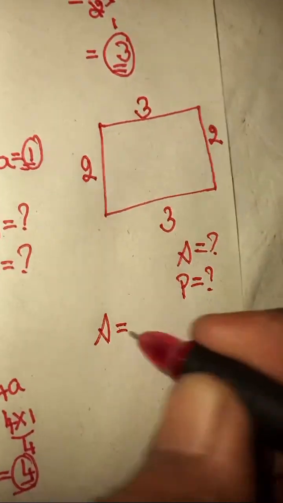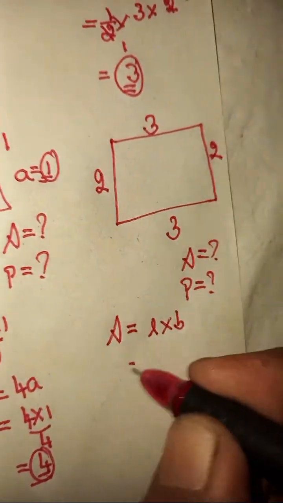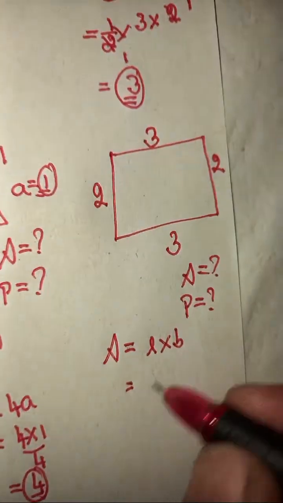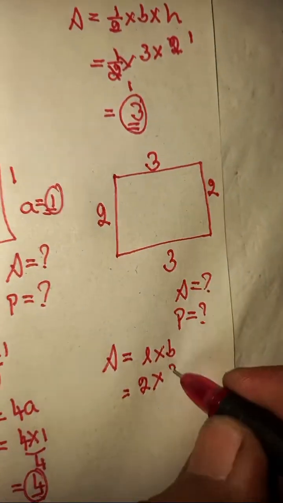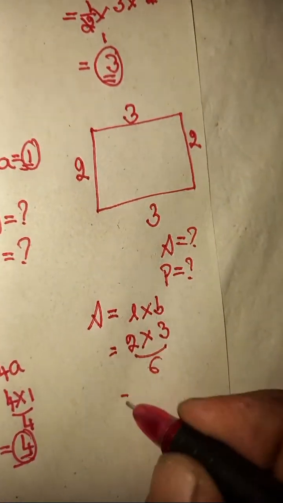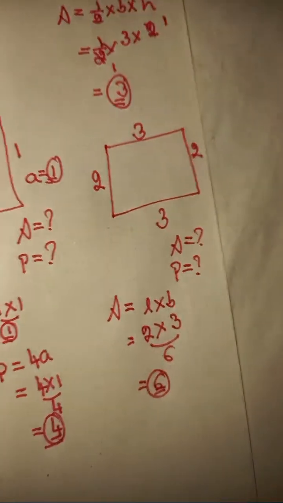Area of this rectangle is length times breadth. This is length, which is 2 units, times this is breadth, which is 3 units. 2 times 3 is 6, 6 square units.